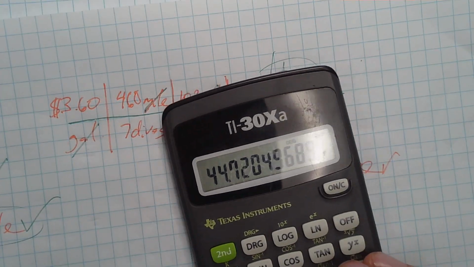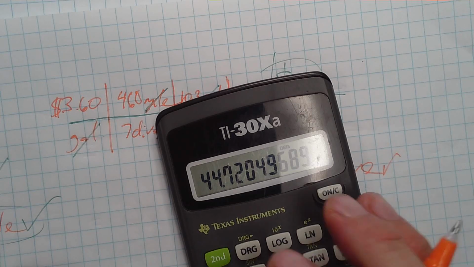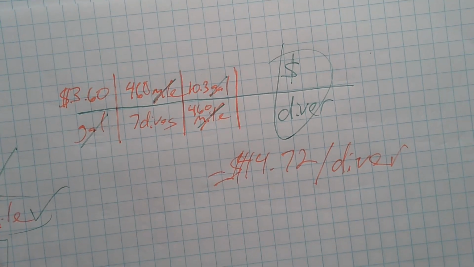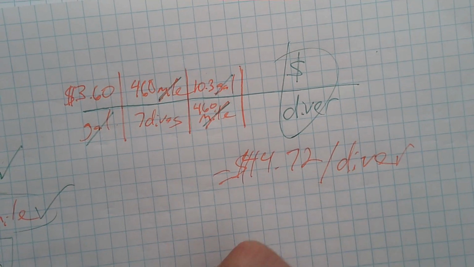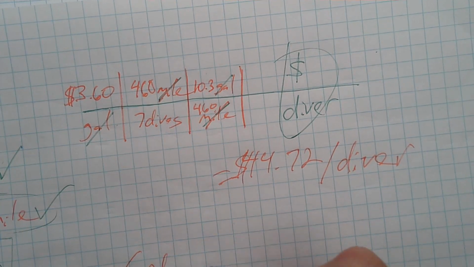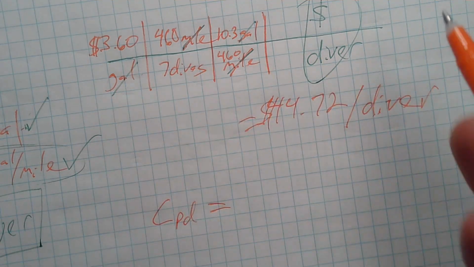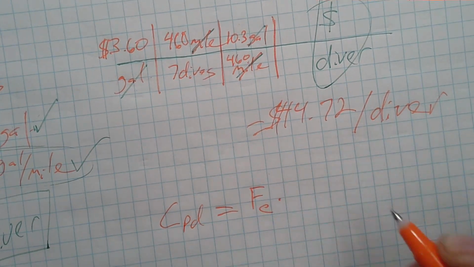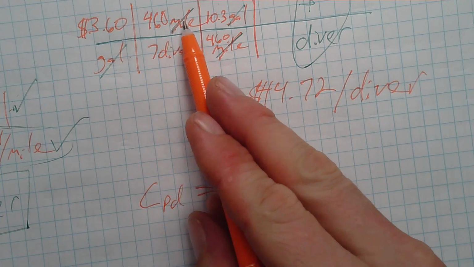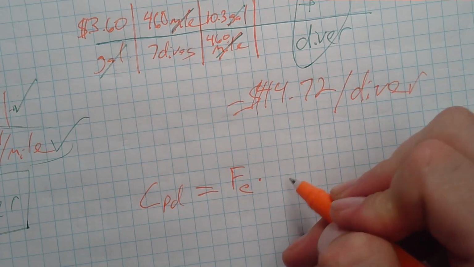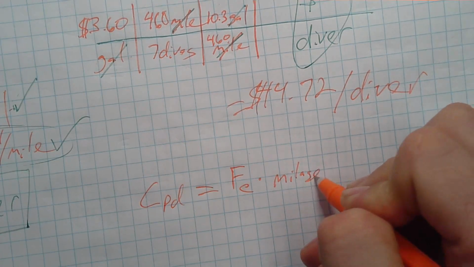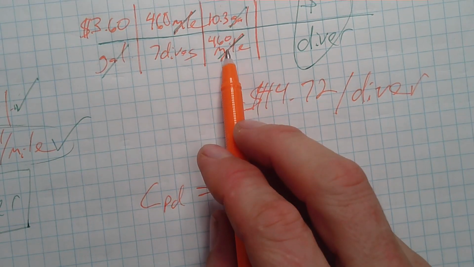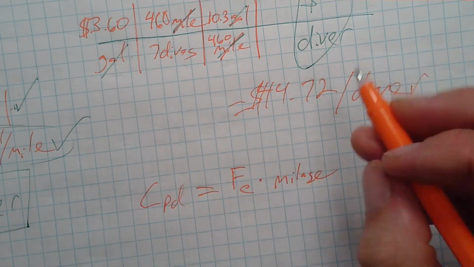Okay, so that's how you figure that kind of stuff out using unit analysis. It's just lining up everything, and then how do I build an equation based upon this? Well, I just go, my cost per diver is going to be equal to, and then I look at what I did. I'm going to go my fuel economy times my mileage times my fuel price.